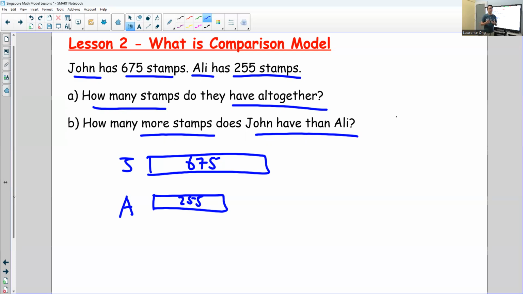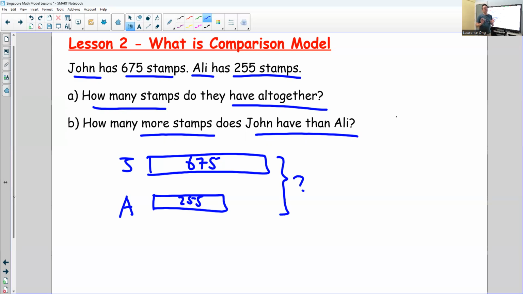So what do you put in the rectangles? Values. You do not put labels. Labels are always outside the rectangle, but you put values into the boxes or into the rectangles. And how many stamps do they have all together? So there is an arrow sign, and that tells you the sum of these two persons, or the total of these two persons. And that is the first question mark.